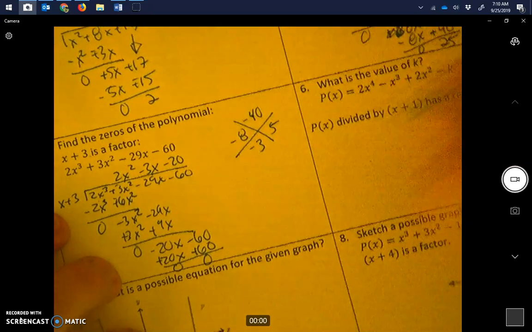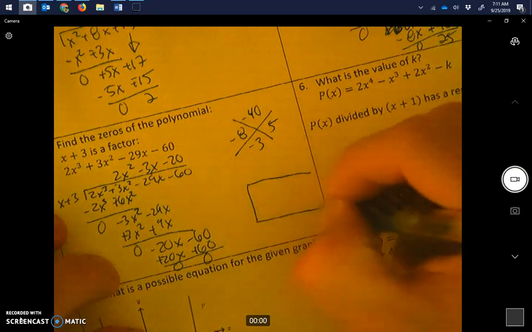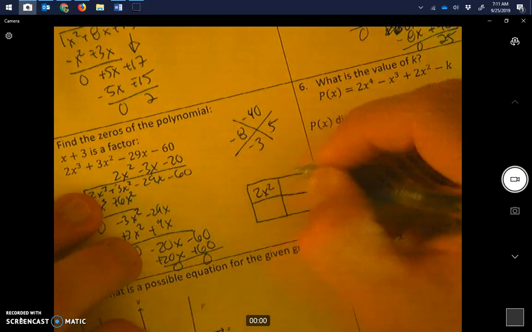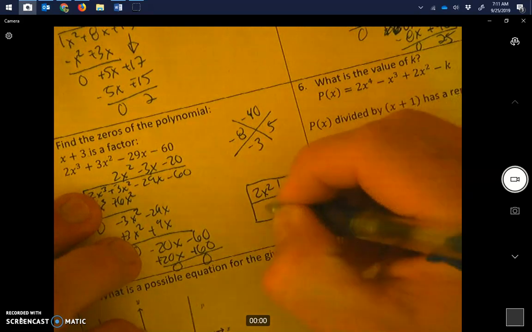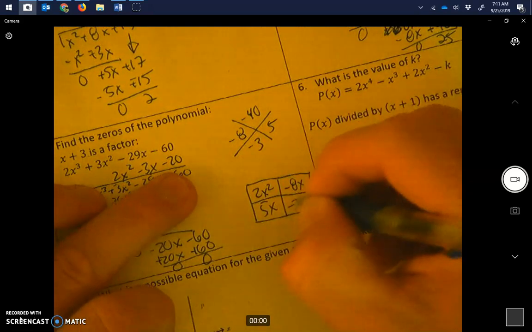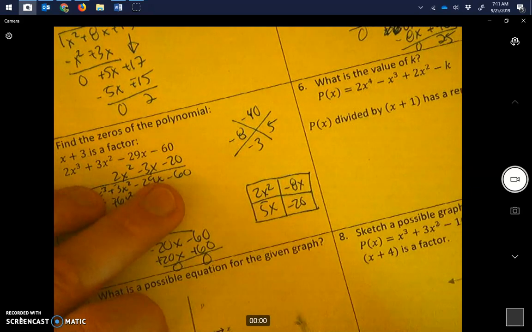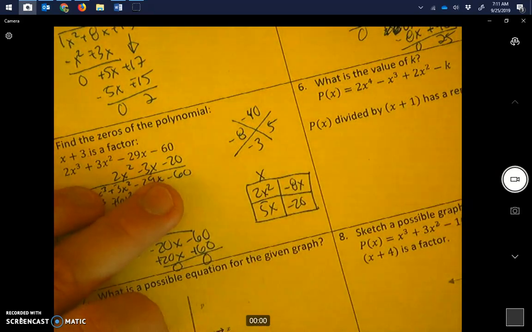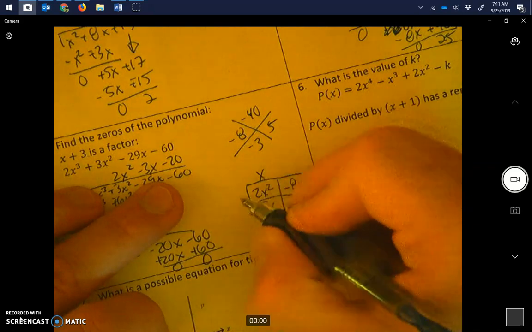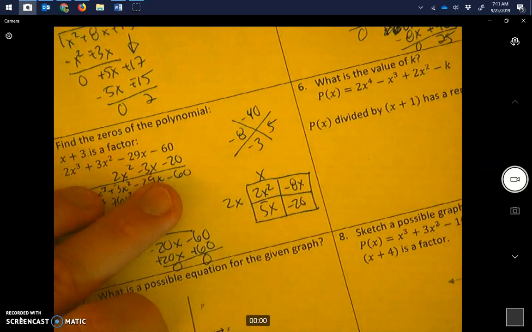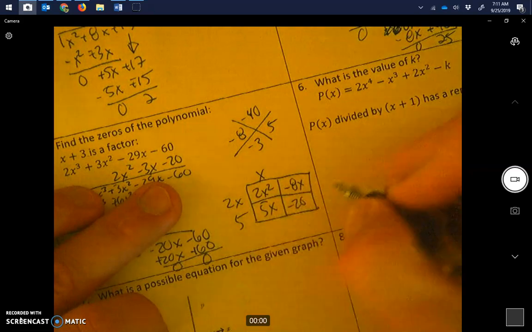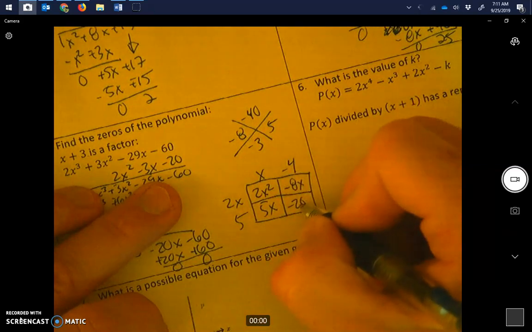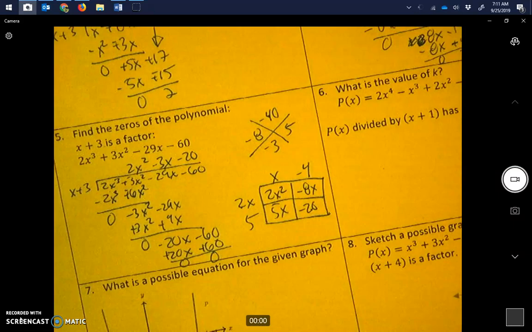Negative 8 and 5. So, reverse box method. Our 2x squared goes here. Negative 8x, 5x, and then our negative 20 goes in the back. What can we factor out going up? I see I can only pull out an x here. X times 2x is 2x squared. X times 5, and then 5 times negative 4 is negative 20, and 2x times negative 4 is negative 8x.